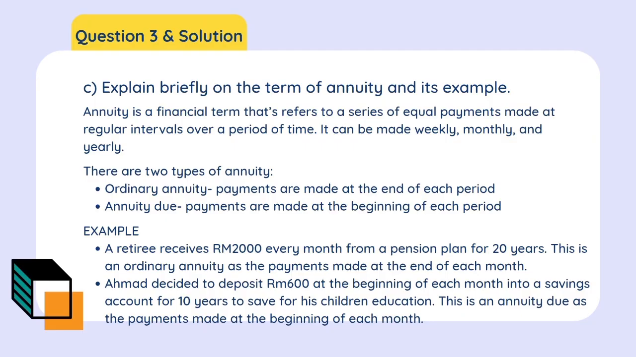Now we move on to question 3C. Explain briefly on the term of annuity and its example. Annuity is a financial term that refers to a series of equal payments made at regular intervals over a period of time. It can be made weekly, monthly, and yearly.